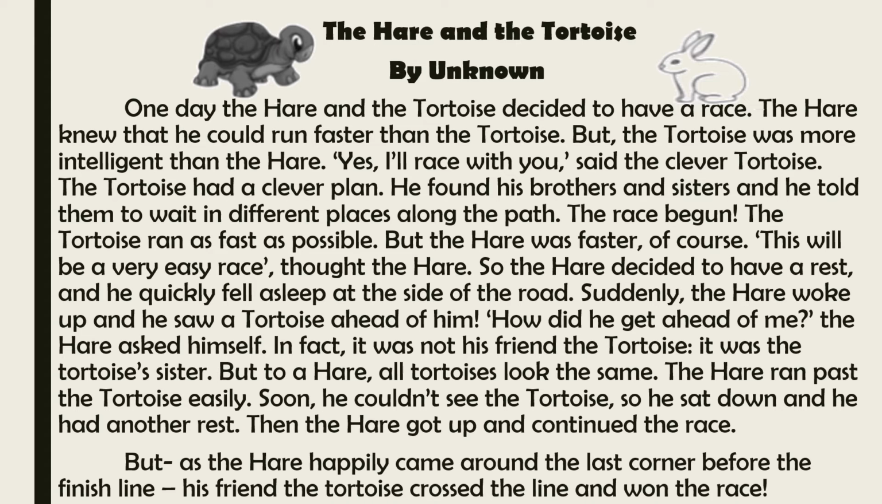But to a hare, all tortoises look the same. The hare ran past and tortoise the hare ran past the tortoise easily. Soon he couldn't see the tortoise, so he sat down and he had another rest. Then the hare got up and continued the race. But as the hare happily came around the last corner before the finish line, his friend the tortoise crossed the line and won the race.